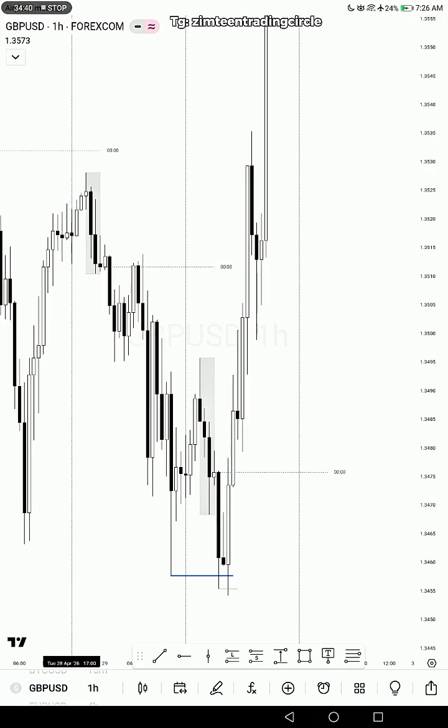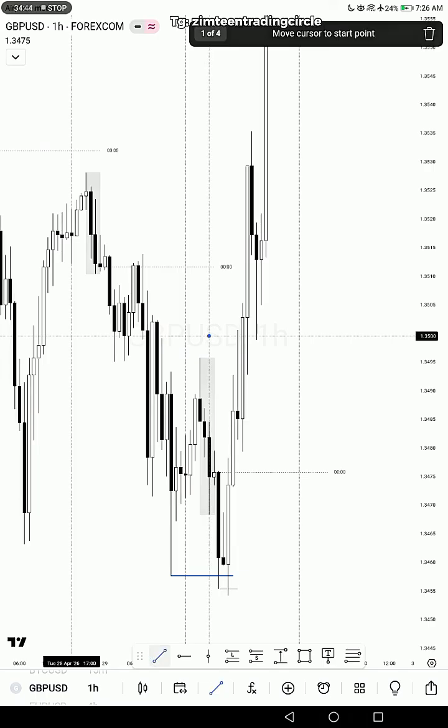In some cases you can use your Asian high as your first draw on liquidity, then the daily high as your second draw on liquidity. And remember, this Wednesday high, this Wednesday candle, offered a two model CRT candle pattern. Why did I say that?